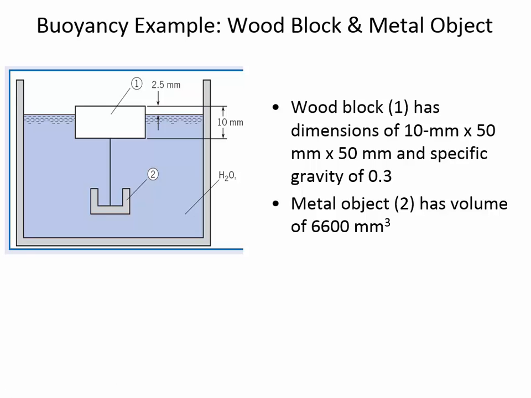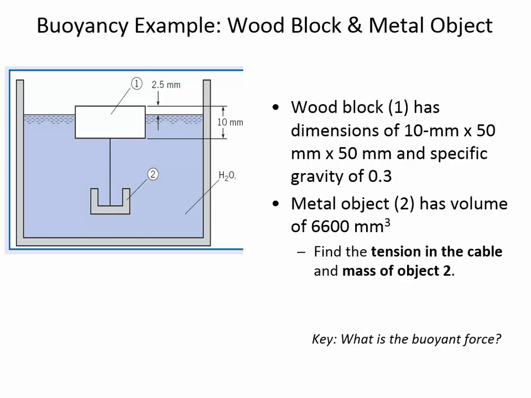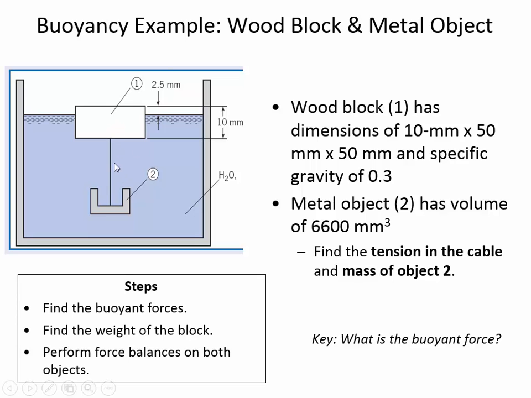We know the volume of the metal object, and the key to solving this is looking at what is the buoyant force acting on these two different objects. It's related to the volume that's displaced in both cases. So we're going to go through and find out the tension in the cable and the mass of that object. And the way that we'll do it is by going through some steps. We're going to find the buoyant forces, then the weight of the block, and finally a force balance will tell us everything else that we need to know.